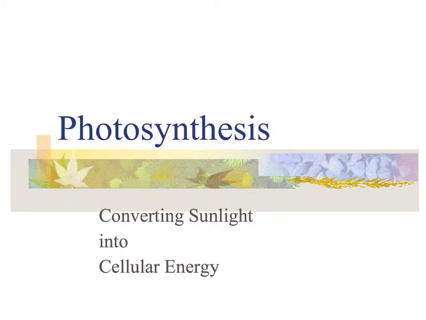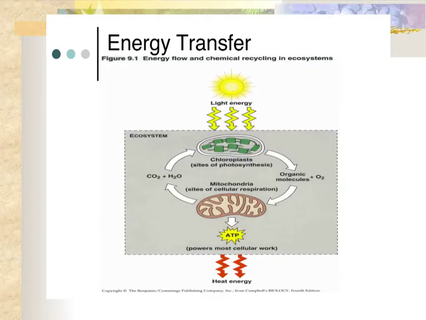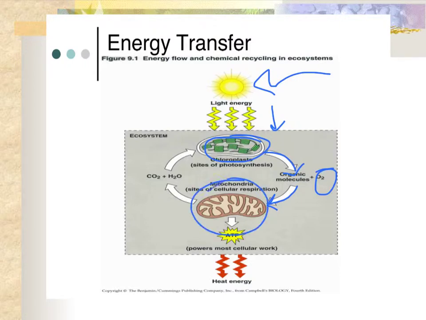Anyway, photosynthesis is when plants or autotrophs convert sunlight into cellular energy. And here's an overview of what goes on. We have energy from the sun coming in as light, striking the chloroplast, and they then make organic molecules and release oxygen that is used here for the mitochondria, for the sites of cellular respiration. ATP is made, gives off carbon dioxide and water, which is then again used by the autotroph. And we lose some energy here as heat.